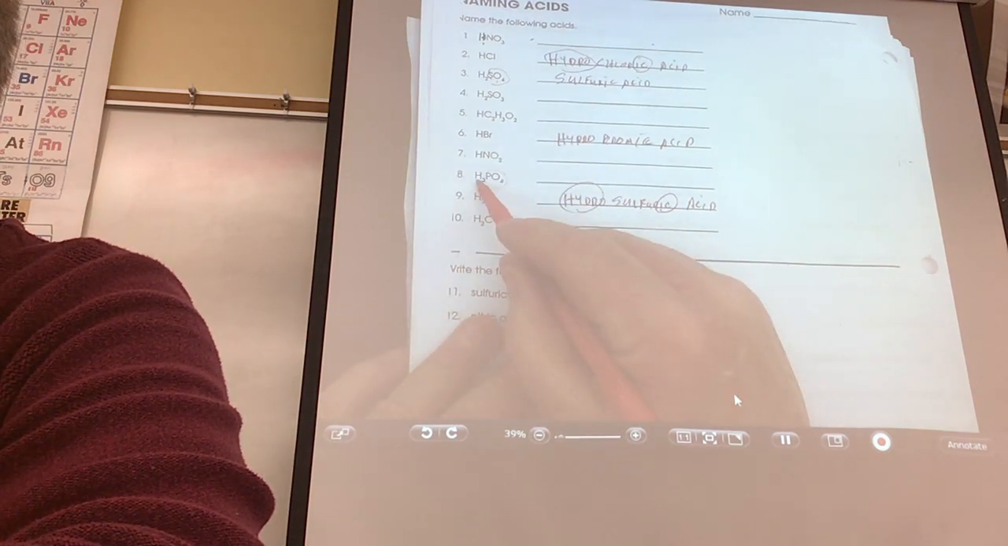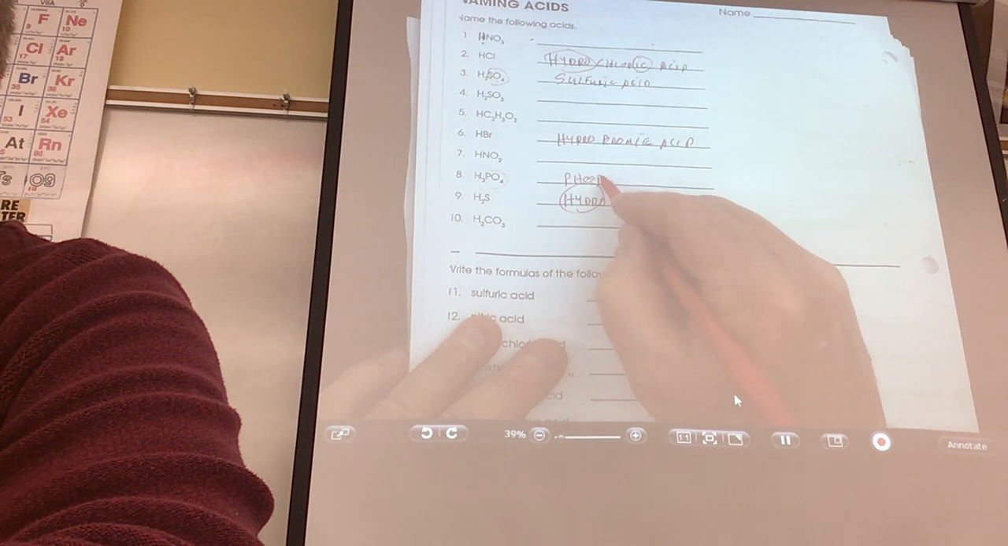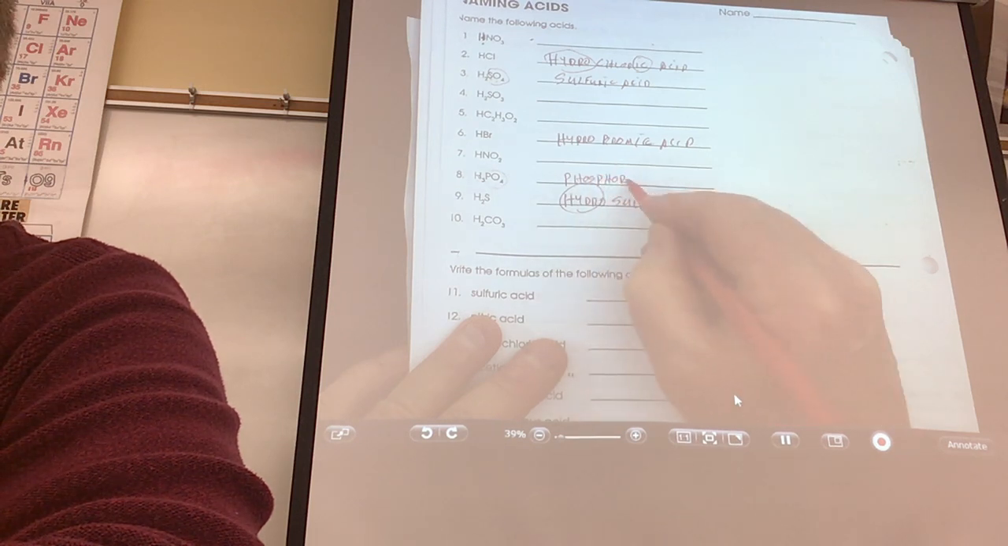So if it's an acid, we know it's an acid. It starts with hydrogen, right? And it has phosphate in it. What's the name of the acid? Phosphate. It could have been, but they decided to call it what? Phosphoric.